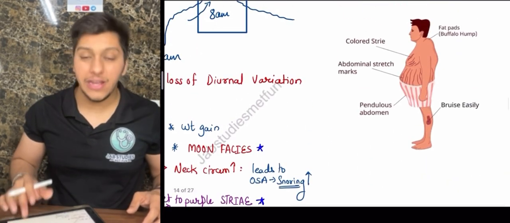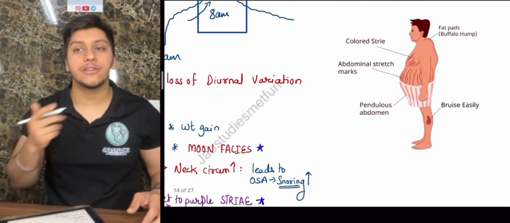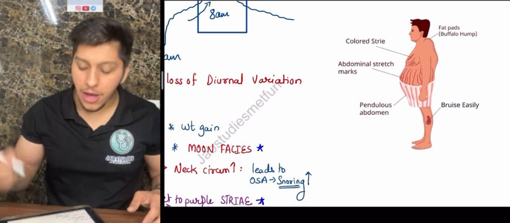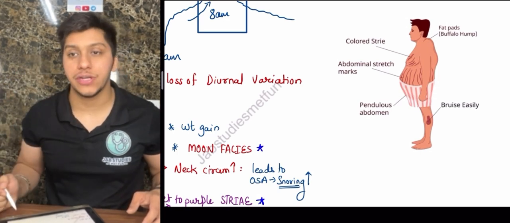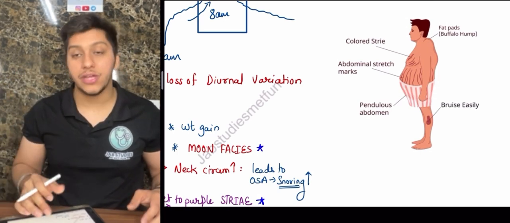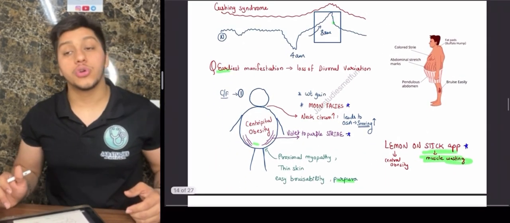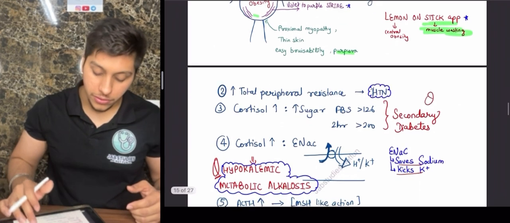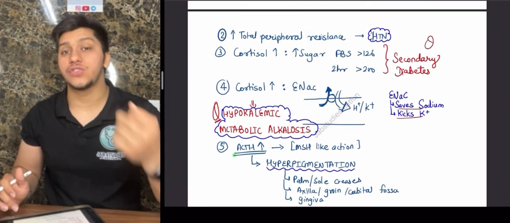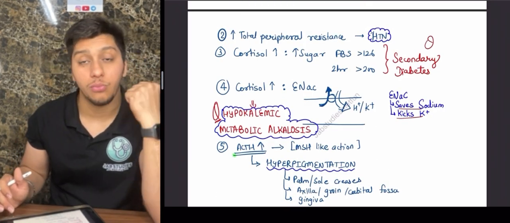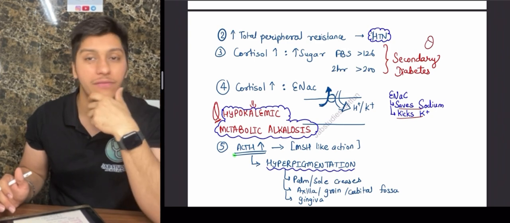You'll see they'll have classic purple striae which will be seen in Cushing syndrome. A buffalo hump will be there, fat deposition, abdominal stretch marks will be there, pendulous abdomen will be there. These are the few symptoms which you need to know for Cushing syndrome. Now, along with this, what are the signs which you find? The patient also suffers from hypertension. Why? Because of increase in total peripheral vascular resistance.